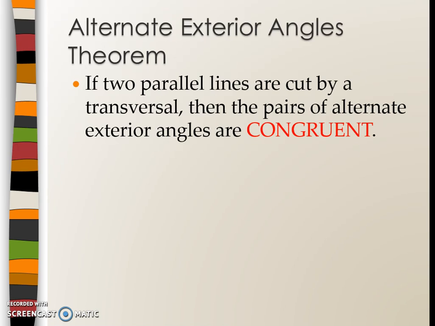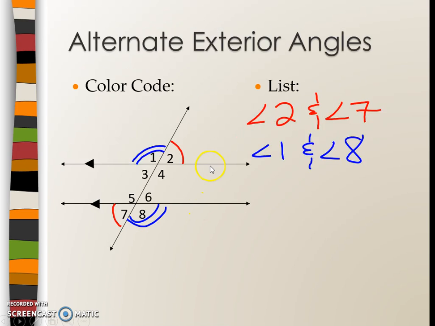Alternate exterior angle theorem. If two parallel lines are cut by a transversal, then the pairs of alternate exterior angles are congruent. So if these two are parallel lines and you have a transversal, angle 1 and angle 8 are also congruent. Angle 2 and angle 7 are congruent. So if angle 1 is 150, then this will be 150. If this is 30, that will be 30.